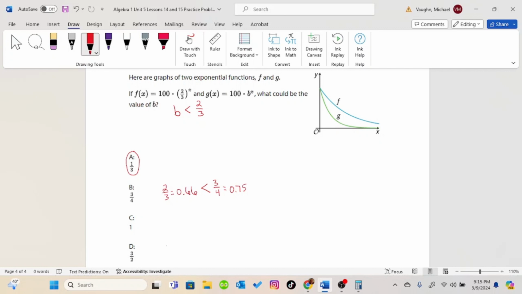And D, 3/2 equals 1.5. And 1.5 is bigger than 2/3, which is 0.66. So D cannot be correct. So A must be our correct choice because g is decreasing quicker, so it's multiplying by a smaller number than 2/3.